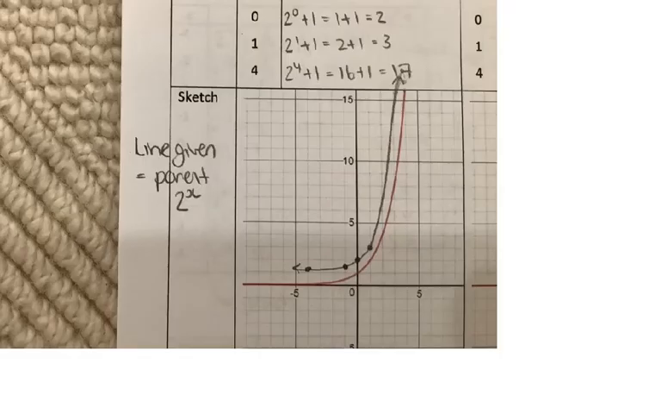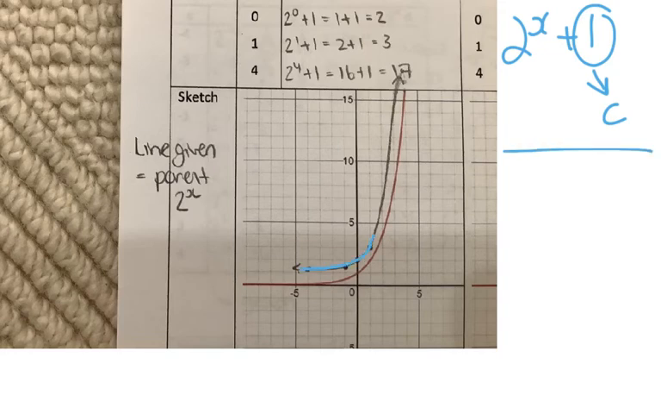All right, so there's my graph, and that 1 that we had added behind, so 2 to the power of x plus 1, that 1 was a c value. So now below your graph, there's a block that says changes to parent function. So what changed? How was our graph moved from the parent function? So we noticed that all the y values were increased by 1.